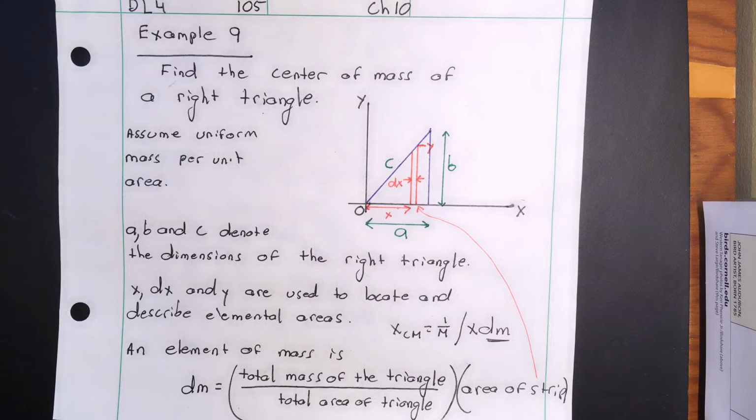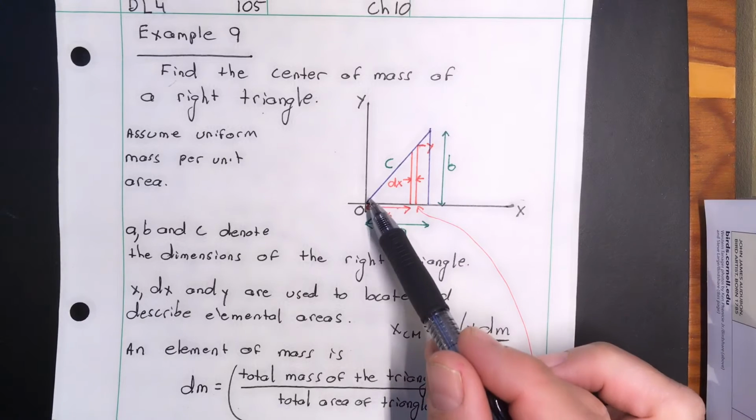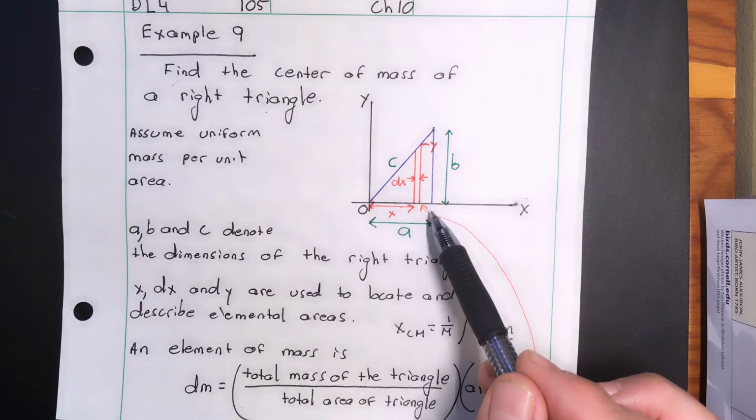All right, example 9. So this is another center of mass problem, but this time we're dealing with an area. So we're asked to find the center of mass of a right triangle. So we have a two-dimensional problem. So we're going to assume uniform mass per unit area. Here's our right triangle outlined in blue.